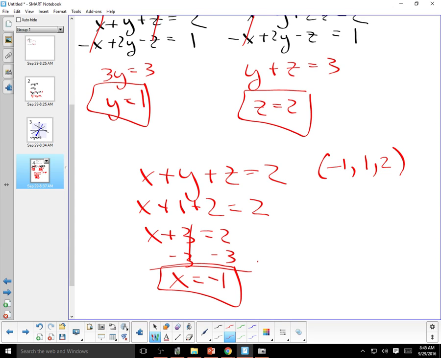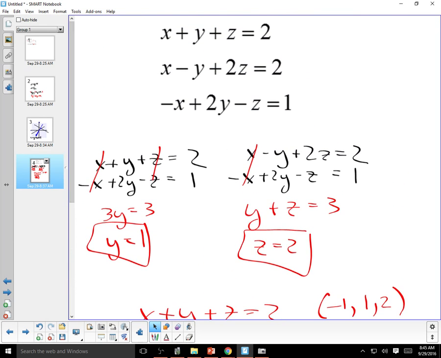What should I do before I submit this as an answer? Check it. For one of the equations? All three of the equations. Same like the 2 by 2 system, the solution had to work for both equations. Here it has to work for all three equations. And I've had it where it does work for 2 and not for 1. So please make sure you check all three. You don't want to have done all that work and have ruined it. Okay?